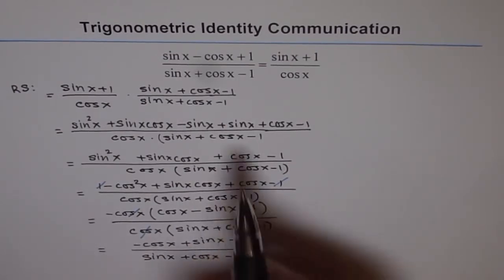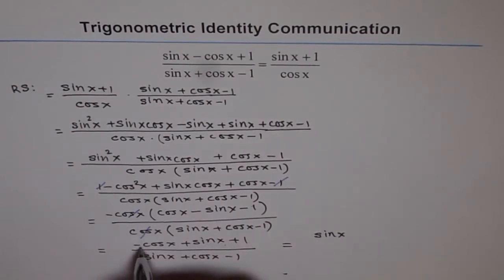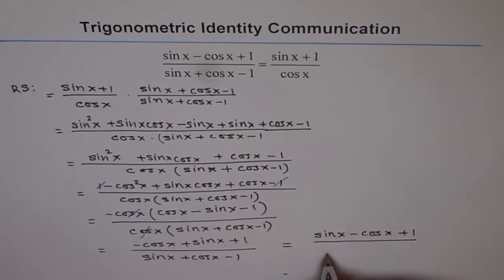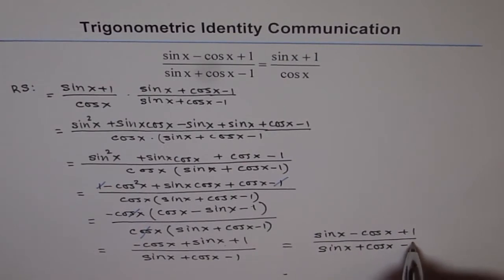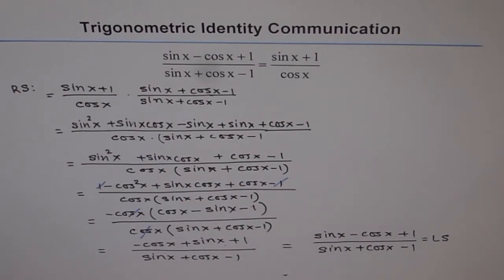Now this term is the same as this. I just need to rewrite it. So let me rewrite this with sin x first: sin x minus cos x plus 1 divided by sin x plus cos x minus 1. Do you see how we got to the left side, which was actually the complicated side? So at times you can start from a simpler side and make it more complicated. See the way we made it? And it does work at times. Thank you.